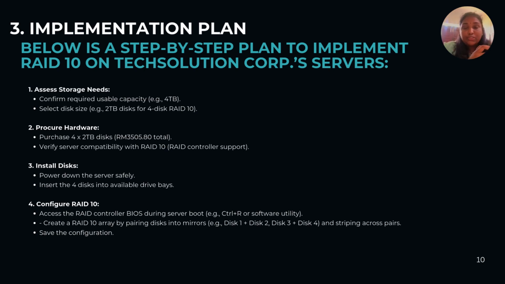I mean, what kind of storage they need for their company, on what kind of basis they are working, like coding, programming, they might need a lot of workspace. So they can choose what kind of storage they need and select the size. It is like around 2 TB disks for a 4-disk RAID 10.